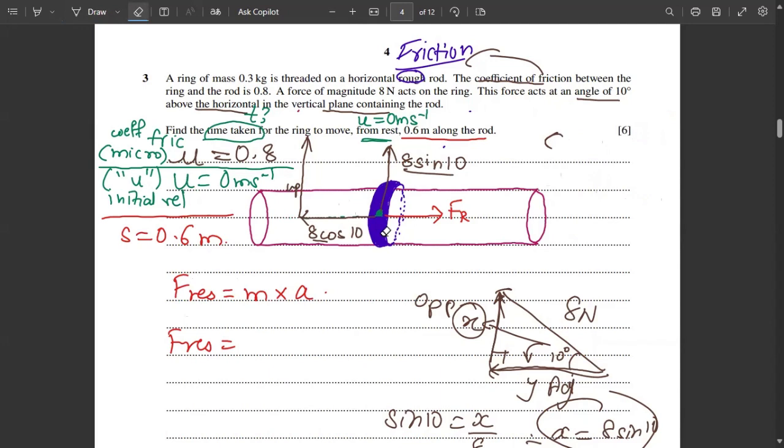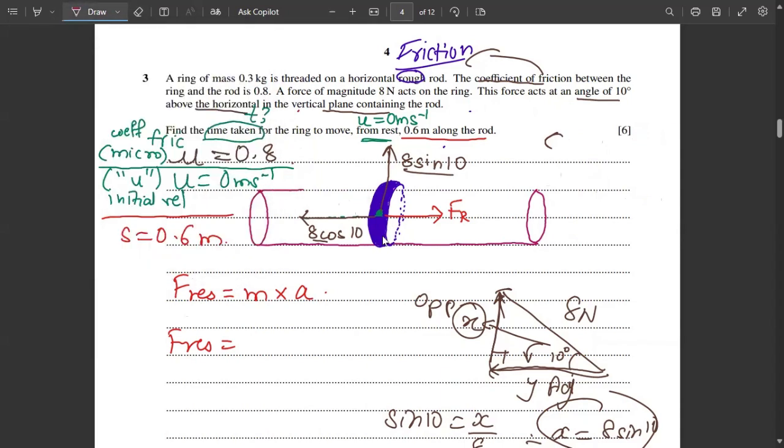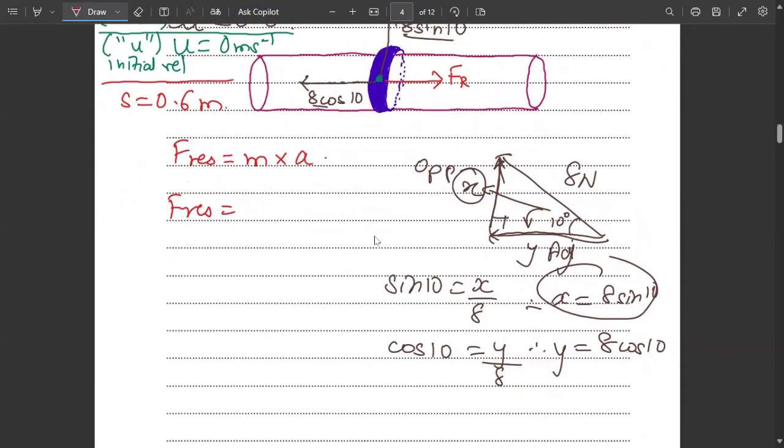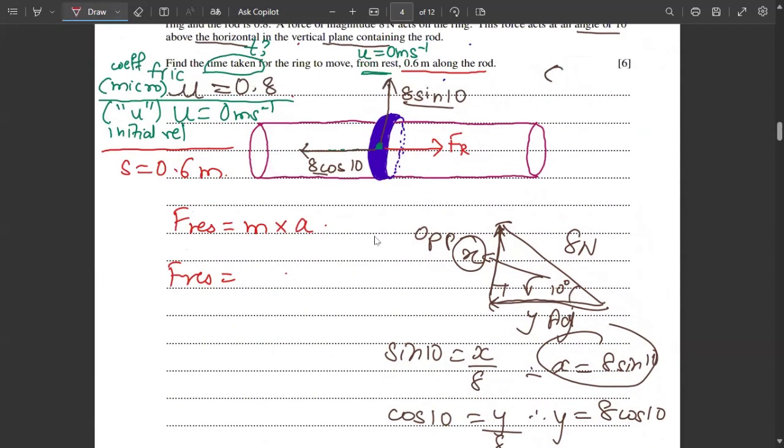Let's move ahead. So now what will be the resultant force? The resultant force will be 8 cos 10 minus Fr. Fr is the frictional force.